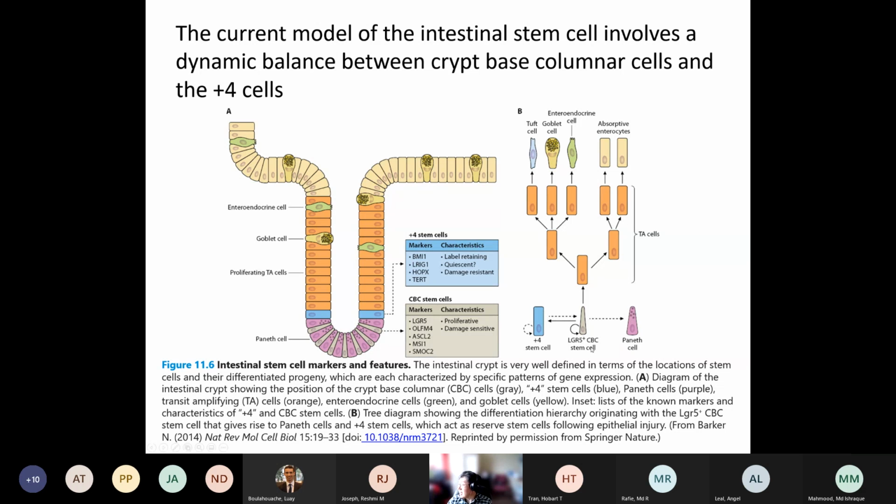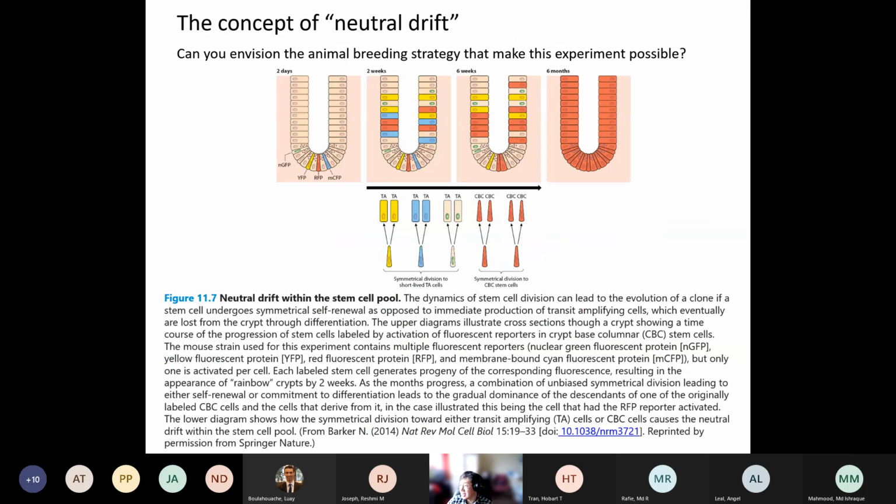And that also puts a hierarchy into this new model. Basically, this LGR5-positive columnar cell will give rise to the +4 stem cell. So the +4 stem cell now will serve as a reserve, but originally they were from the columnar cells. So that's the current model of how things work in the small intestine.